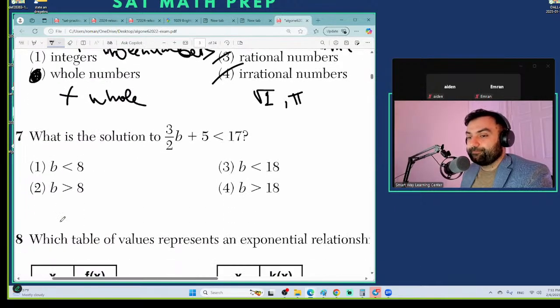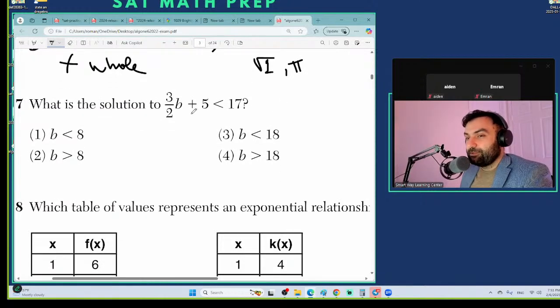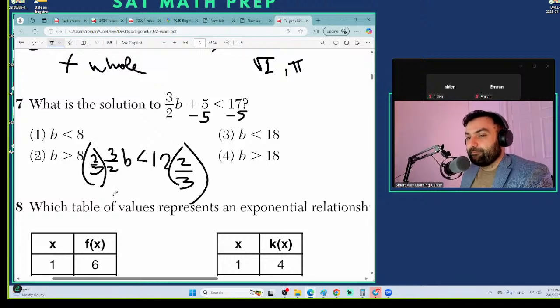It's pretty simple. All right, now a pure technicality question where we just have to solve this inequality. First thing that we have to do is to subtract 5 on both sides. It's going to be 3 over 2 b less than 12. And now we have to multiply both sides by 2 over 3, which is going to be b less than 24 over 3, which is 8. And that's it. b is less than 8. That's the answer.